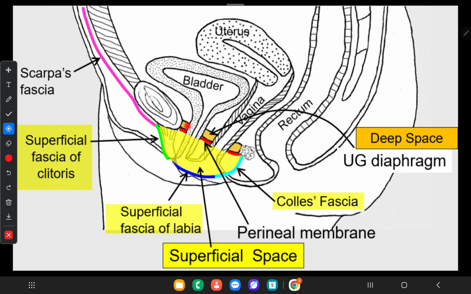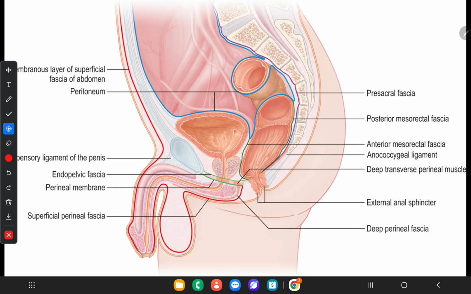This dark yellow area is the deep perineal space or the deep perineal pouch. This red color membrane is known as the perineal membrane. In males, Scarpa's fascia, or the membranous layer of the superficial fascia of the anterior abdominal wall, continues downwards and goes around the penis and then the scrotum and then goes back as the superficial perineal fascia.